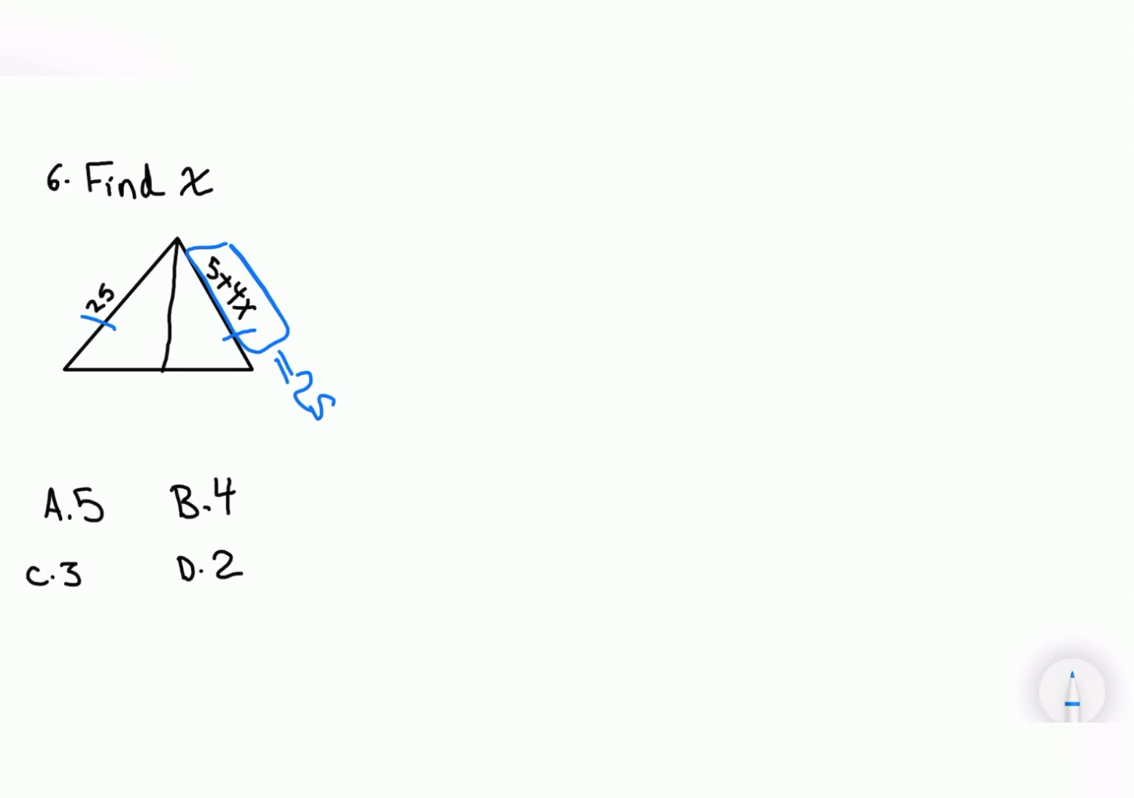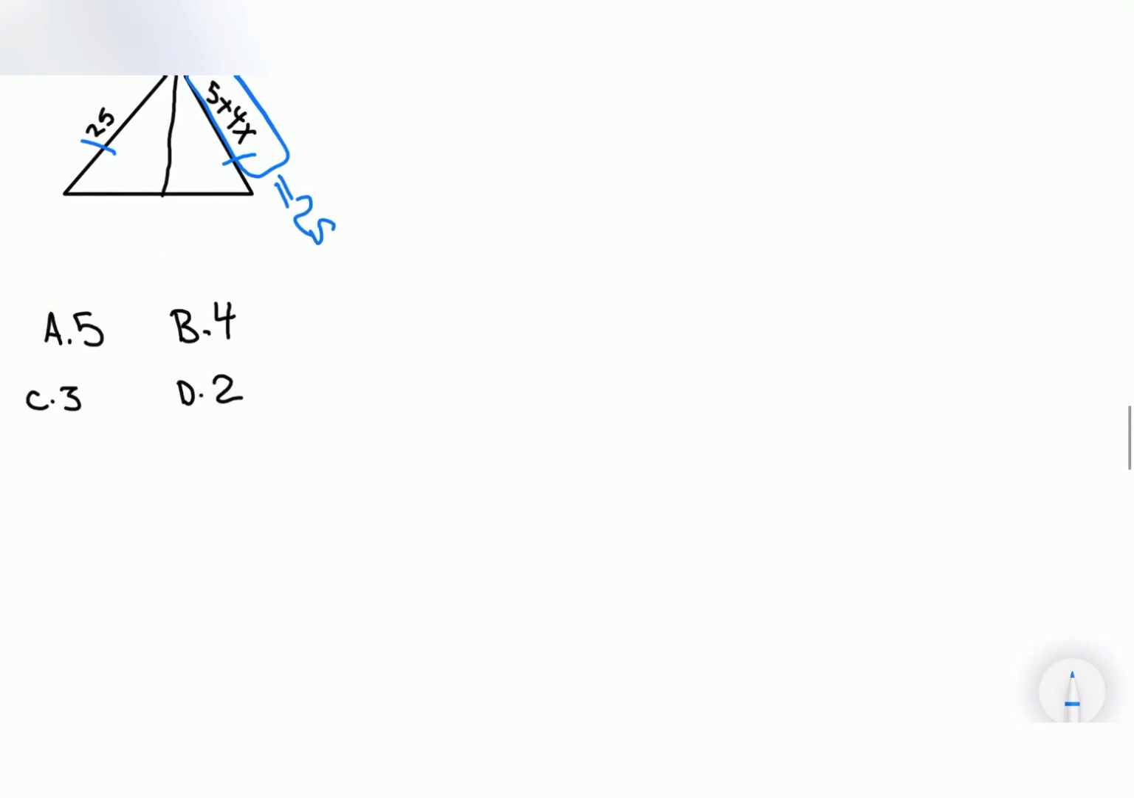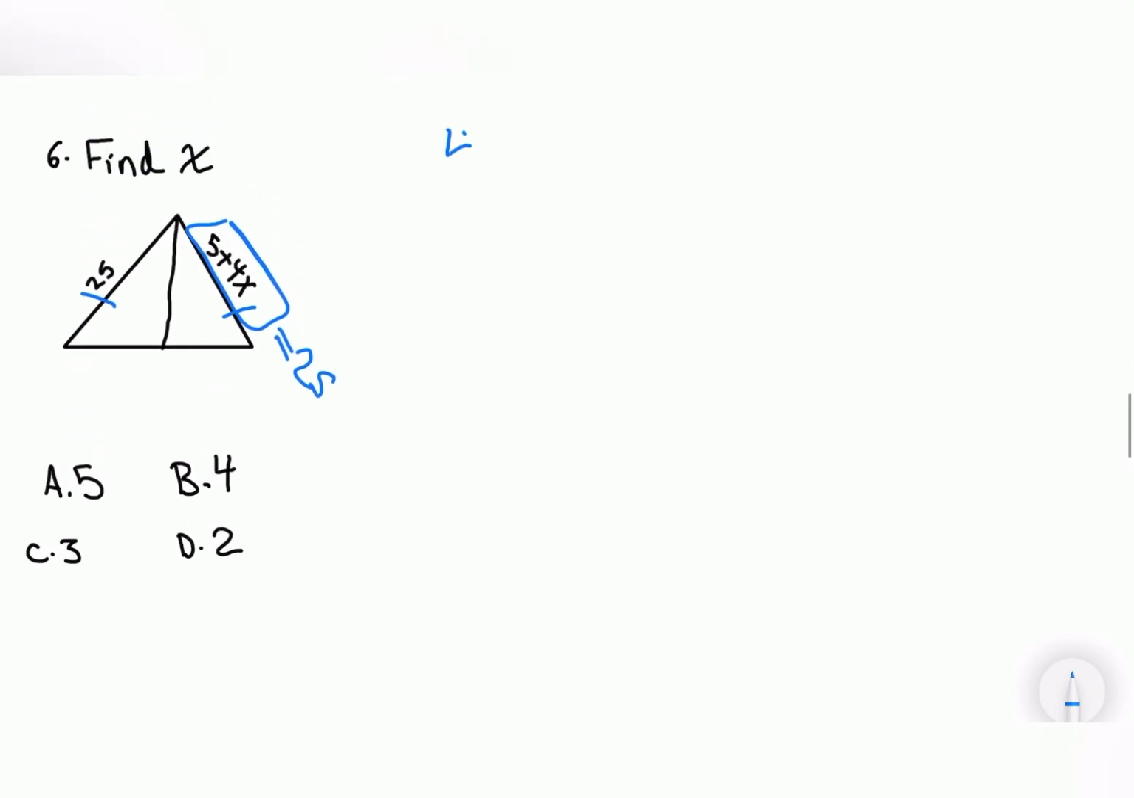Okay, now let's solve it together. So we can simply just think logically. 4 times what gives you 20? Because we know that 4 times 5 equals 20. Since we have to add 5, it's going to give us 25, which is going to give us this. So we know that x is 5.